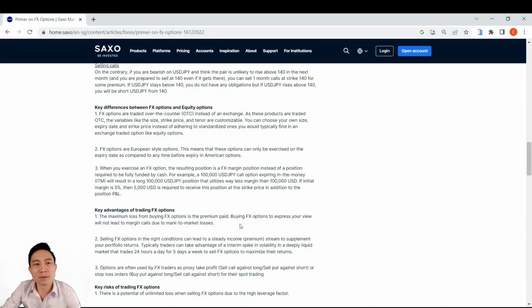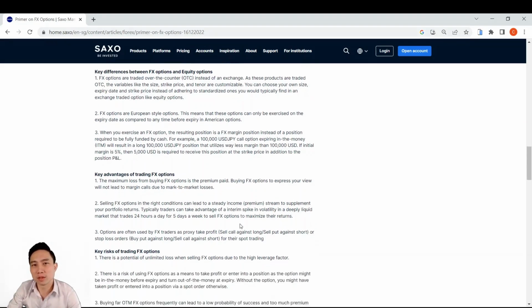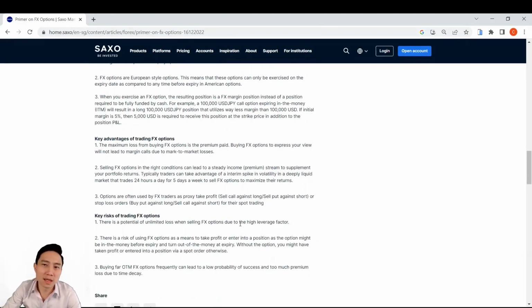So what are some of the key advantages of trading FX options? The first is that the max loss is the premium paid. So buying FX options to express your view will not lead to margin calls and not lead to any mark-to-market losses beyond your account value. Secondly, selling FX options can lead to a steady stream of income via premiums to supplement the portfolio returns if you pick the right spots to do so.